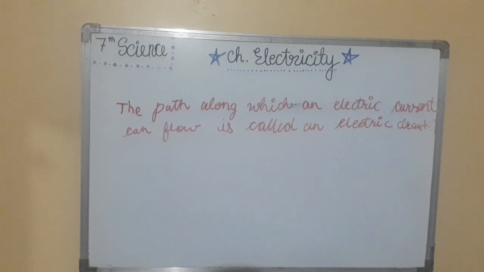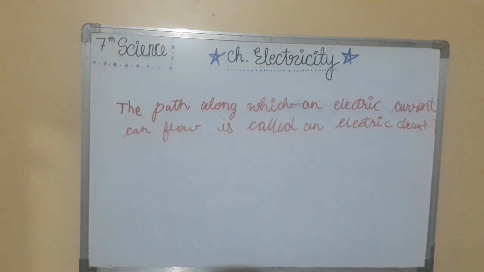Experiment. We know that the dry cell has two terminals. The central terminal of the dry cell is called the positive terminal. The base of the dry cell, which is made of metal, is called the negative terminal.